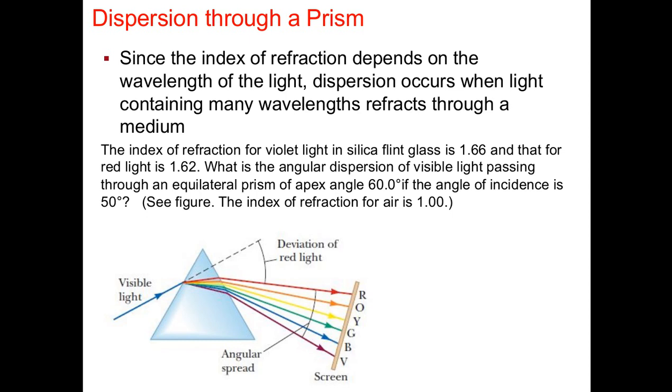So it says an equilateral prism of apex angle 60 degrees. What that means is the top angle here is 60 degrees. They don't tell me if it's equilateral or even isosceles, so I don't know what's happening down here, but I do know that this angle, the apex angle, is 60 degrees. And the incident angle of the white light is 50 degrees. Okay, now that's going to be measured from a line perpendicular to that surface.